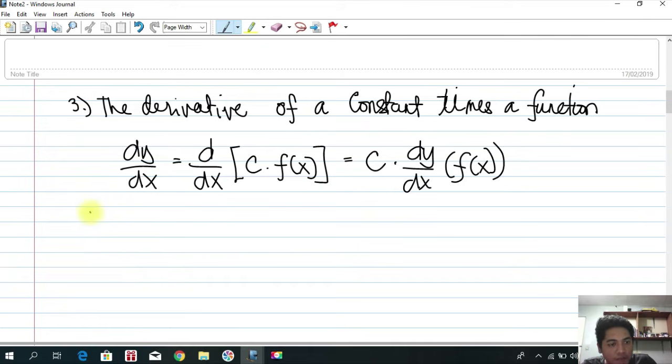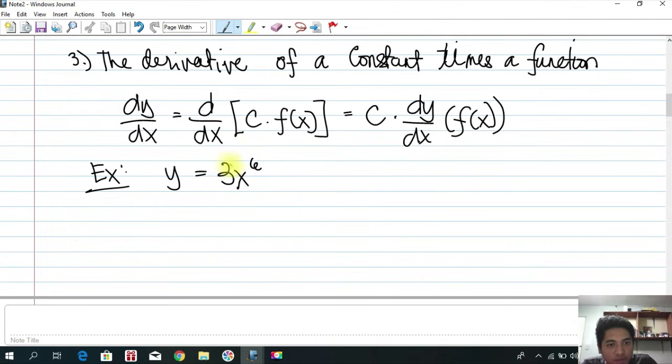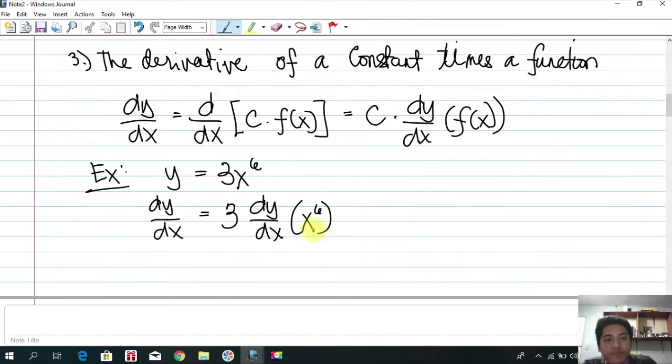Okay, so for example, we have here an example. Find the derivative of y equals 3 times x raised to 6. So this is our constant 3. So all we have to do to find the derivative of that is to apply that formula. So what are we going to do? It is 3 times d over dx of x raised to 6.